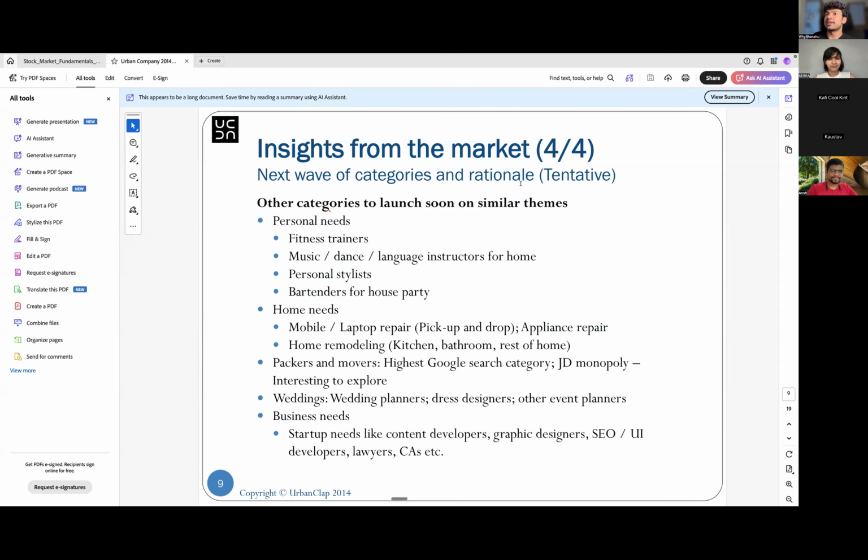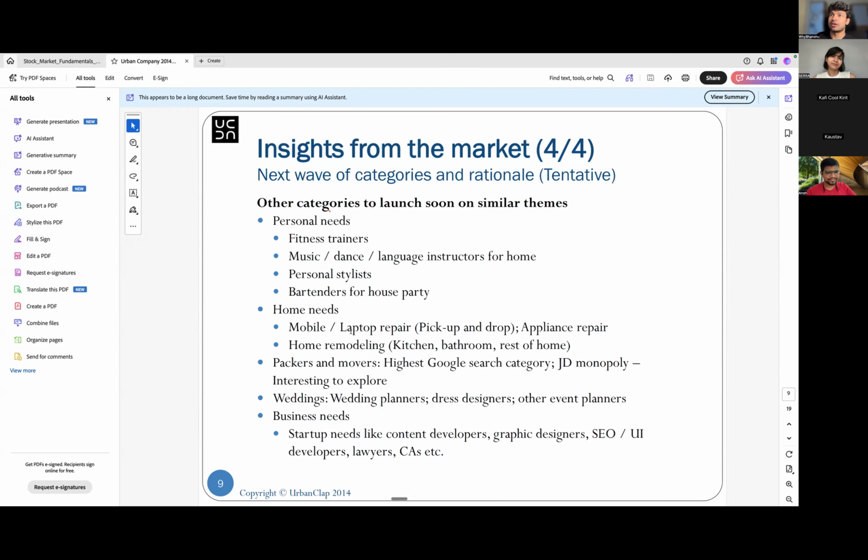So next wave of categories and rationale. Other personal categories to launch on similar themes. This is what my broader scheme looks like. I'm not going to restrict myself to this. Once it starts working, I can maybe have fitness trainer. I can have music. I mean, the world is my oyster. Personal stylist, bartenders for house parties. They're just shooting ideas at this point, honestly, which is great. Not a problem. Gives you that grand image of what's possible, right?